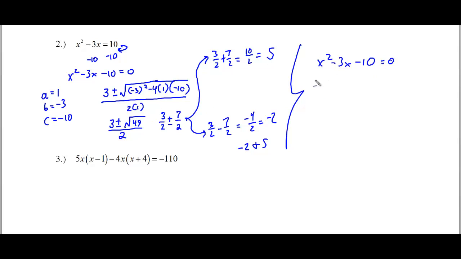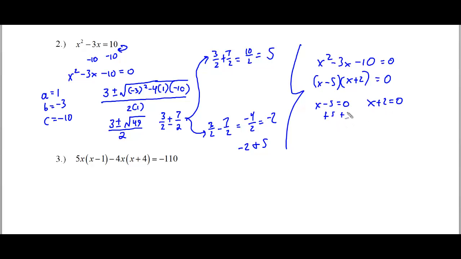without the quadratic formula. The two numbers that multiply to make negative 10 and add to make negative 3 are negative 5 and positive 2. Since we have two binomials that are multiplied together to make 0, it means one of them or both of them have to be 0. So x minus 5 is 0. We take the first binomial, set it equal to 0. x plus 2 is equal to 0.